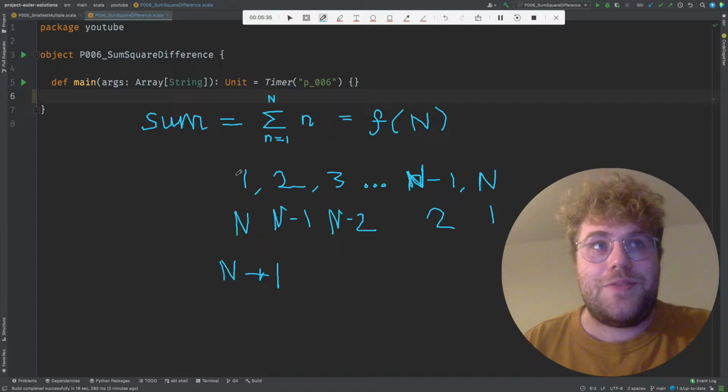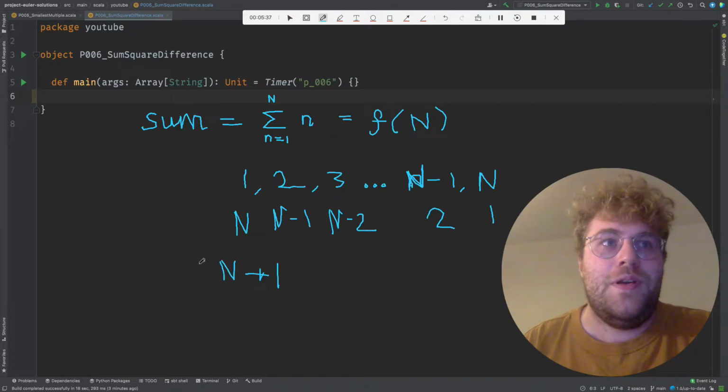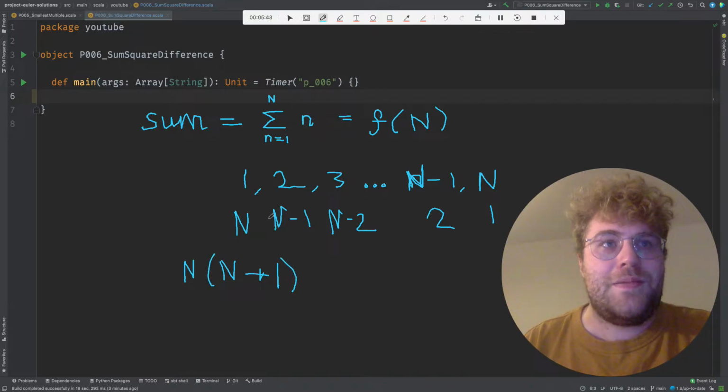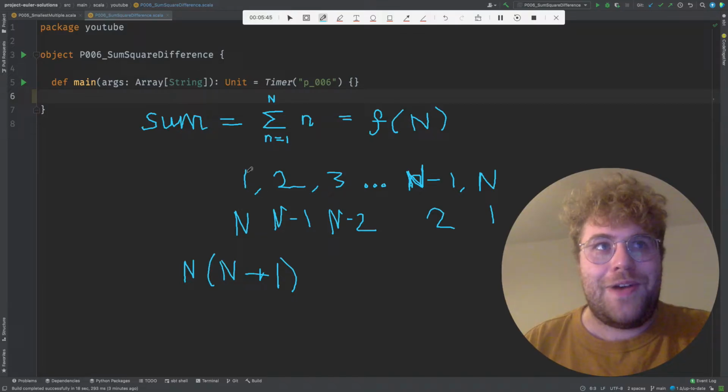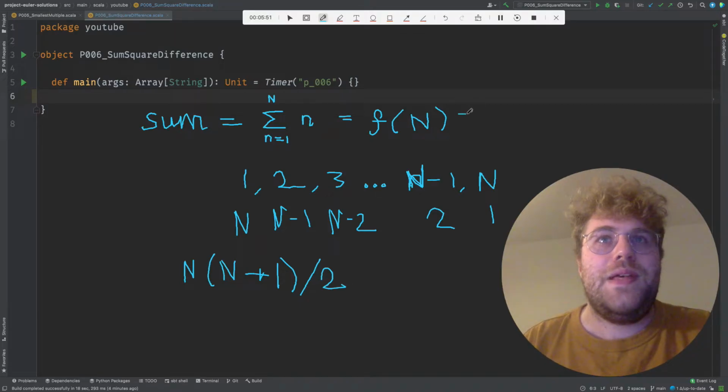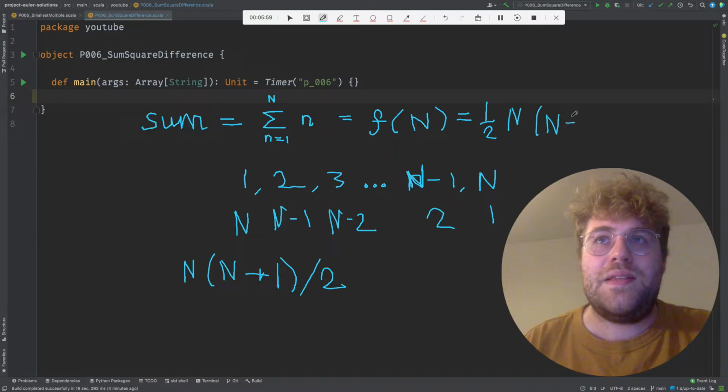So 1 plus n is n plus 1, and 2 plus n minus 1 is n plus 1. You can see where I'm going with this. So each pair adds up to n plus 1, and there are, in total, n pairs, because it goes all the way up to n. And because we're counting everything twice, we want to divide by 2 for the final result. So the sum is therefore going to be equal to 1/2 times n times n plus 1. So that's a great thing.